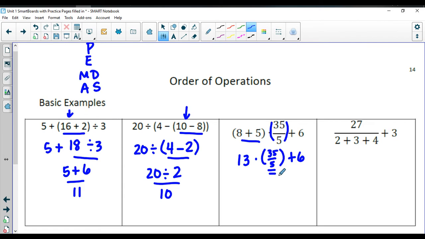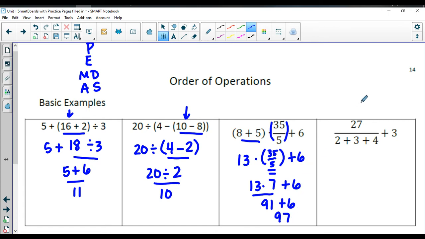And then I'm going to go ahead and do this set of parentheses. 35 divided by 5 is 7. Bring down my 13, bring down my plus 6. Multiplication or addition, multiplication should come first here. And 13 times 7 is going to give me 91, plus 6, which is then going to give me 97 as my final answer.